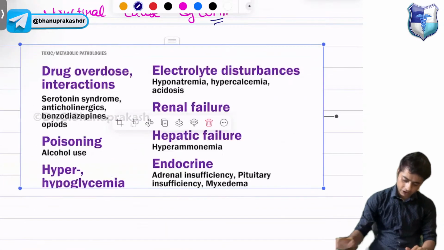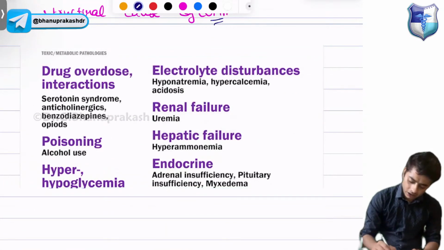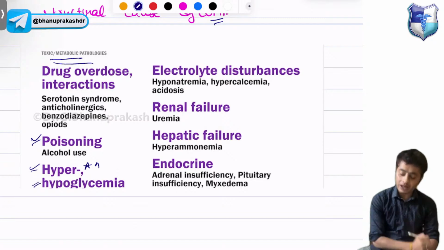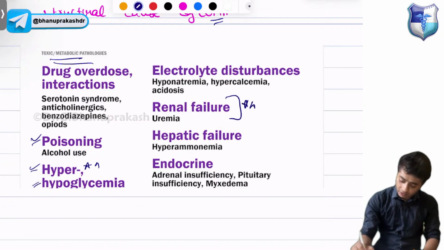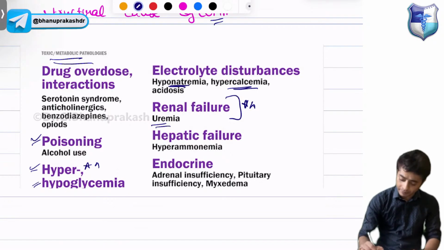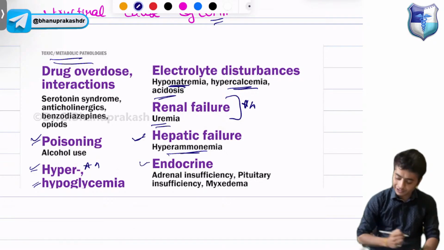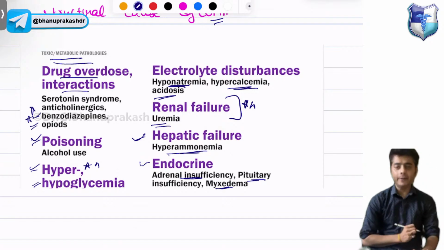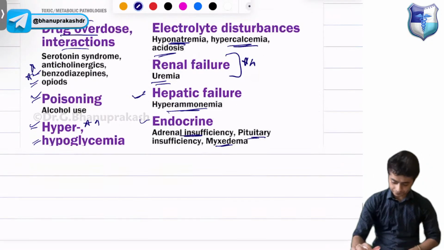So see, these all are the reversible causes. There can be poisoning of alcohol, or hyper and hypoglycemia. It can be due to renal failure, because renal failure can lead to uremia. It can be hypercalcemia, metabolic acidosis, hepatic failure leading to hyperammonemia, endocrine causes like pituitary insufficiency, myxedema, adrenal insufficiency, or drug overdose, likely benzodiazepines and opioids. Okay? So we have to rule out all these things.